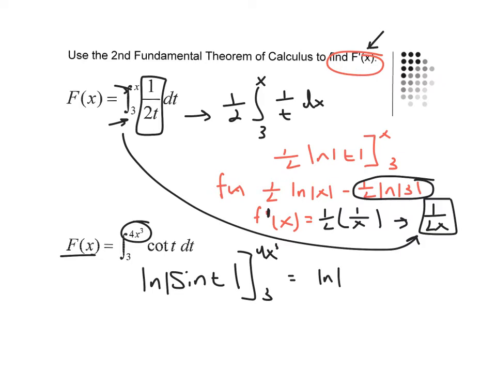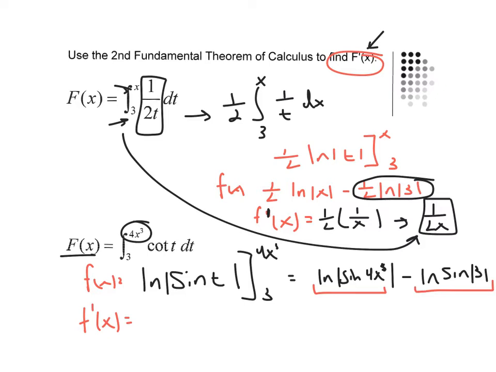So ln absolute value sine of 4x cubed minus ln sine absolute value of 3. So again, now you just take the derivative of those things because this is really like f of x, and now we want f prime of x. So if I take the derivative of this, you have to be careful because this involves a little bit of chain rule. The nice thing about the tail end of it is it's just a number.